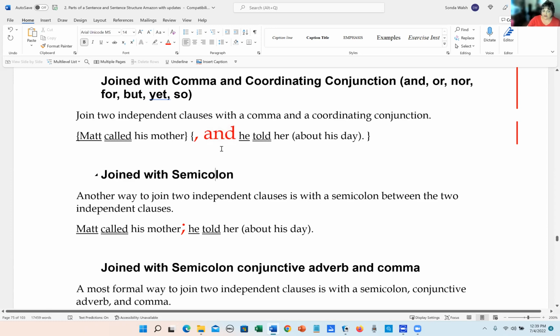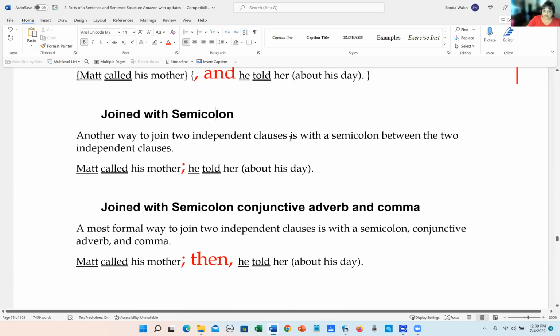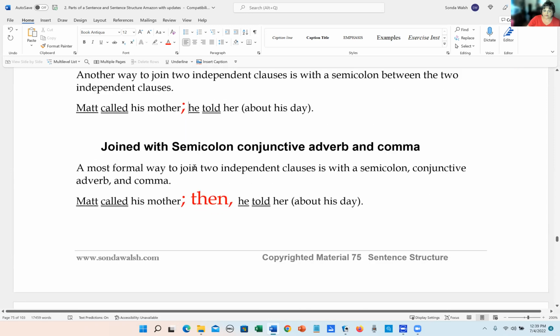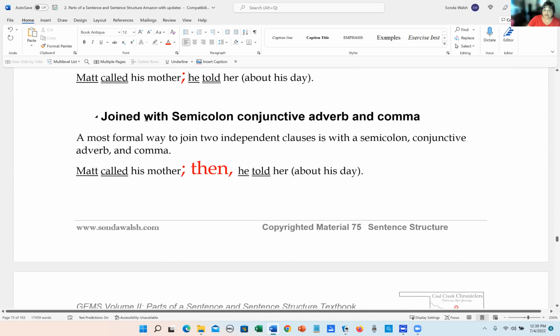You can use that, or you can use a semicolon between the two independent clauses. Matt called his mother, semicolon, he told her about his day. That's the other option. The third option is you use a semicolon, a conjunctive adverb, and a comma. Now, a conjunctive adverb, let's see if I can come up with some.